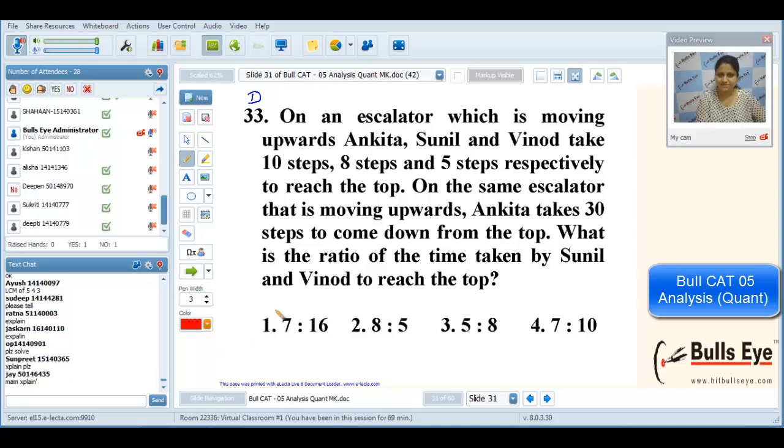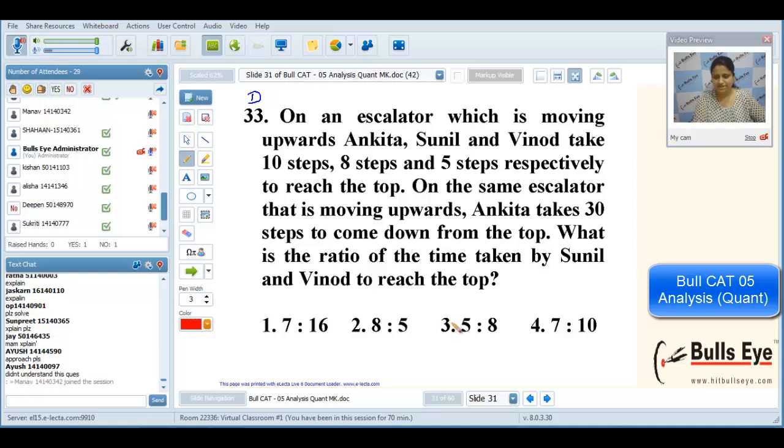It is a time, speed, distance concept. If the escalator is moving upwards and you are going up, it means you are going downstream. If you are moving in the direction of the escalator, you are in downstream motion. If your escalator is going up and you are moving downwards, you are going against the flow, I mean upstream motion. That is the thing. See, on an escalator which is moving upwards, Ankita, Sunil and Vinod take 10 steps, 8 steps and 5 steps respectively to reach the top.